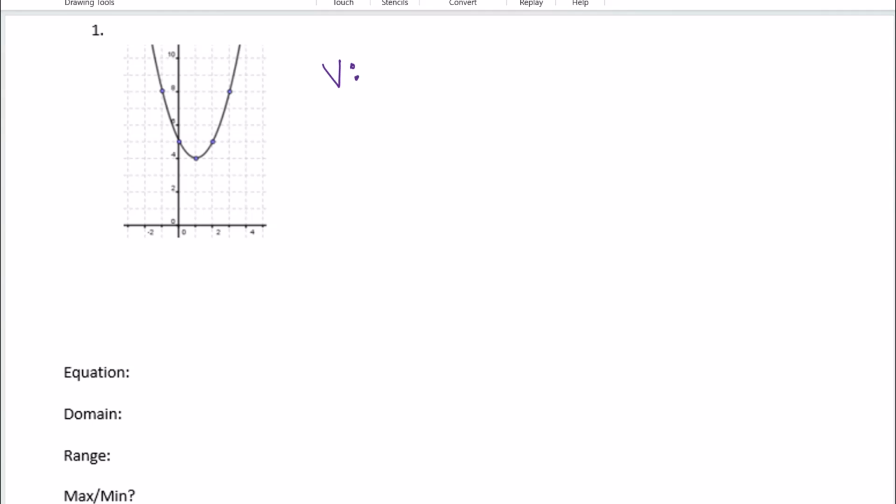All right, so let's find the vertex. Looks like it's this point right here, which is 1, 4, I believe. Then I'm going to choose one other point on the graph, which I'm going to choose this one because there's a 0 there. So I'm going to choose the point 0, 5. You could choose any of these other points and it will work just the same. You'll get the same value for a.